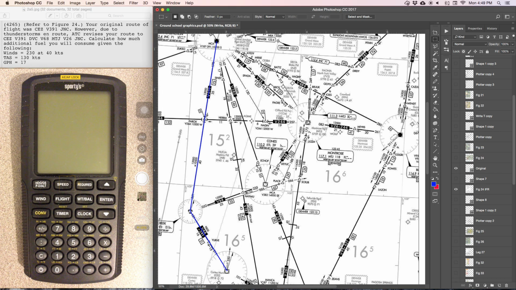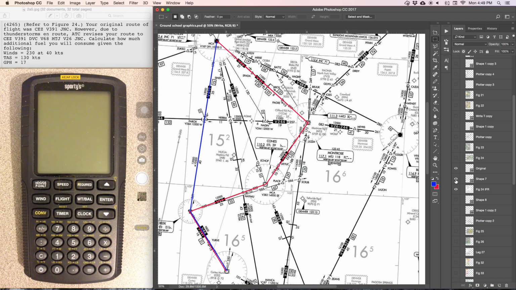is indicated by this blue line here, and for whatever reason, ATC, either for weather or other aircraft, or for some reason they have you vectoring around to a different route, this red route. And they're asking for what the difference in fuel would be for this new route that you've been assigned.